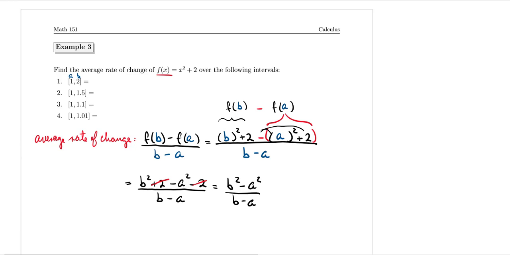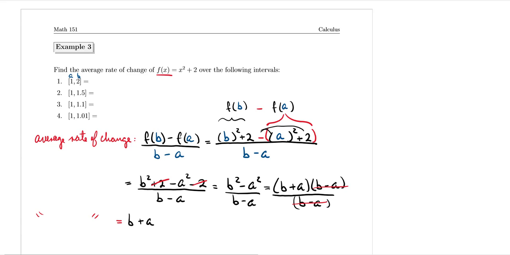Now can we simplify this a little bit more? Well, you might be recognizing that on the top we have a difference of squares. So if we factor it out, that's going to be (b plus a) times (b minus a) all over (b minus a). Now what do you know? I can simplify it a little bit more here. So it looks like the average rate of change is actually given by b plus a. Okay, well that's good to know.